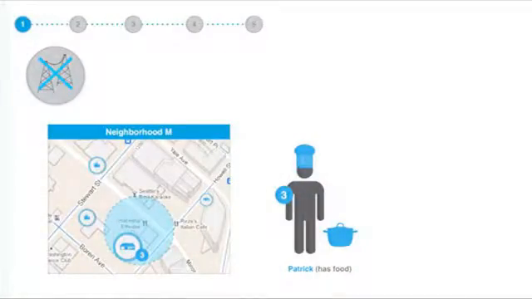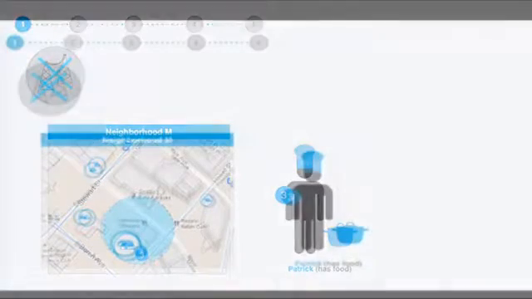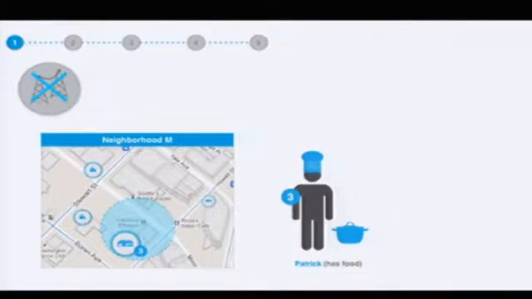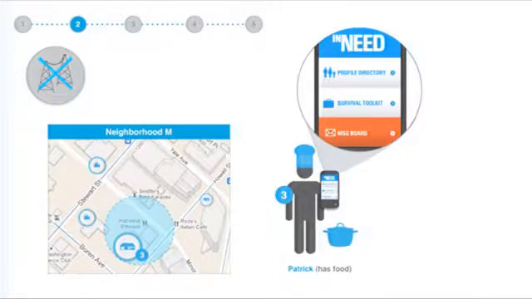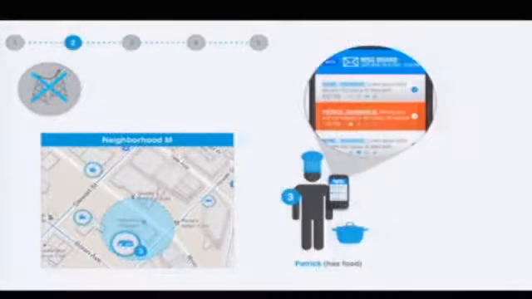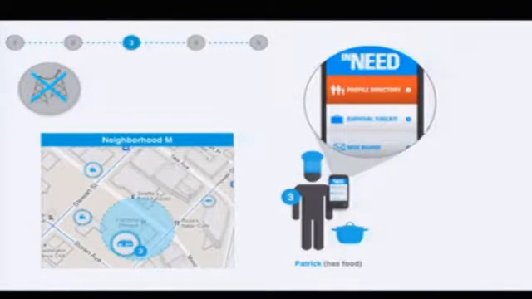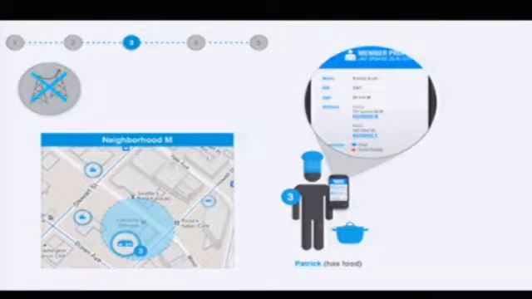Now, 3 days later, there's still no connectivity in certain neighborhoods. So we have Patrick, who is located in neighborhood M and is a chef. Now he realizes that he has food and can open up a soup kitchen for that afternoon. So what he does is he can either post a message on the message board saying something like serving food today from 2 to 4 p.m., or he can update his profile directory by adding or updating his resources to a food supplier.